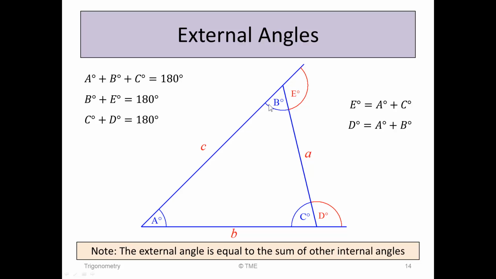We can do the same calculation for this angle here. This is B plus E, extending the triangle beyond this point. So B plus E is 180 here. And this B plus E is 180, as is B, C and A. So whatever B is, E must be the rest to make it to 180. E must equal C plus A. So E is A plus C. So the external angle is equal to the sum of the other two internal angles.